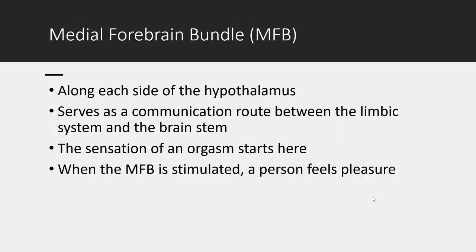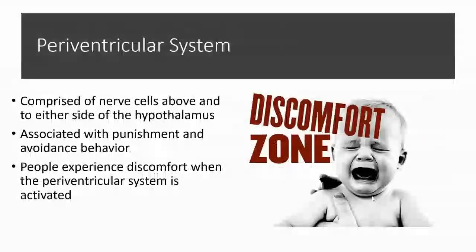Our medial forebrain bundle, MFB, is along each side of the hypothalamus. It serves as a communication route between the limbic system and the brainstem. The sensation of an orgasm starts in this area of the brain, and when the MFB is stimulated, a person feels pleasure. The periventricular system is comprised of nerve cells above and to either side of our hypothalamus. It's associated with punishment and avoidance behavior, and people experience discomfort when this system is activated.